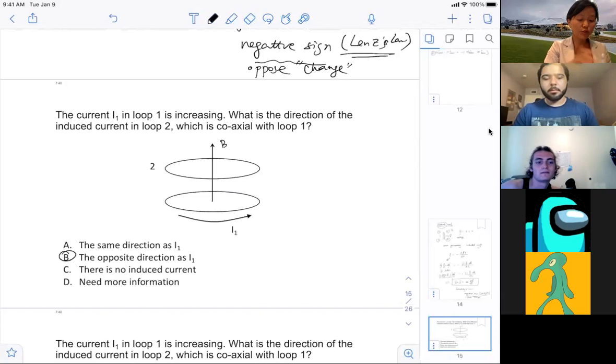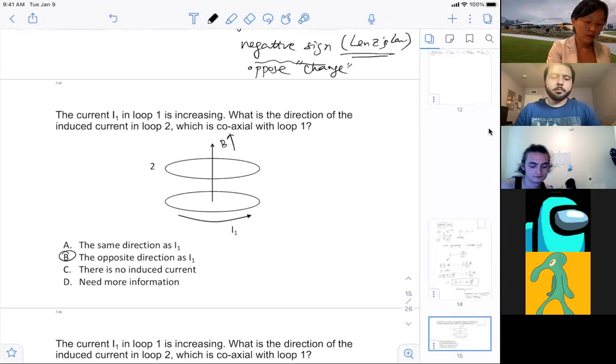Okay, so the original current produced a B field pointing upward, and that upward B field is also increasing. Very good. To oppose that change, you want to produce a B field downward, and that corresponds to an induced current in the opposite direction as your original. Very good. So the induced current will be in this direction.